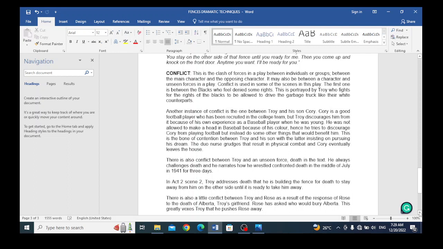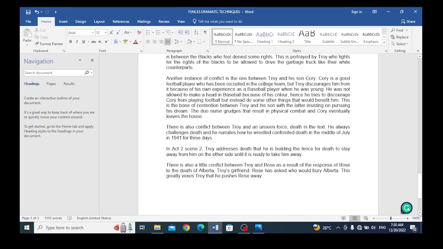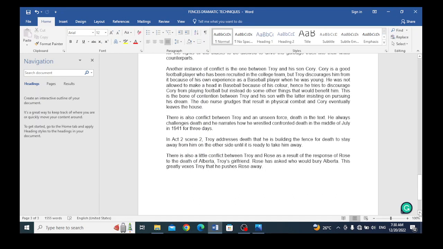Another instance of conflict is the one between Troy and his son, which is a major conflict. Corey is a good football player who has been recruited into the college team, but Troy discourages him from it because of his own experience as a baseball player when he was young. He was not allowed to make a hit in baseball because of his color. Hence, he tries to discourage Corey from playing football, but instead do some other things that will benefit him. This is the bone of contention between Troy and his son, with the latter insisting on pursuing his dream. The duo nurse grudges that result in physical combat, and Corey eventually leaves the house.